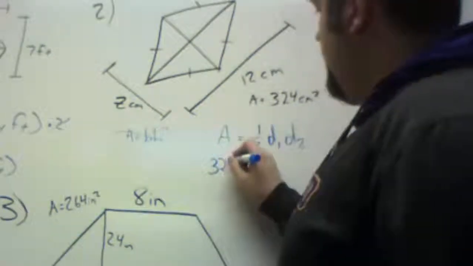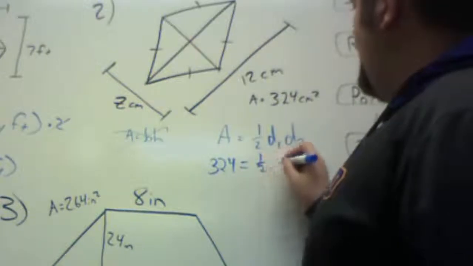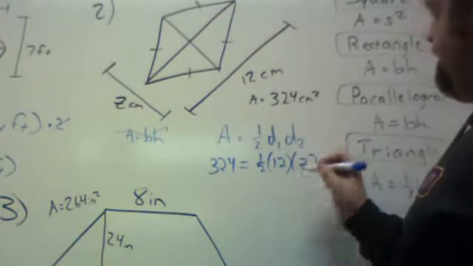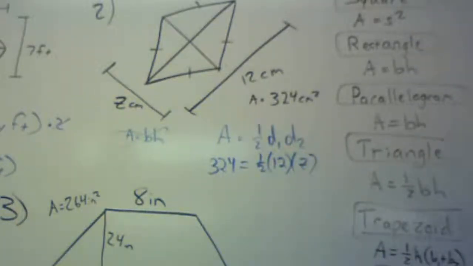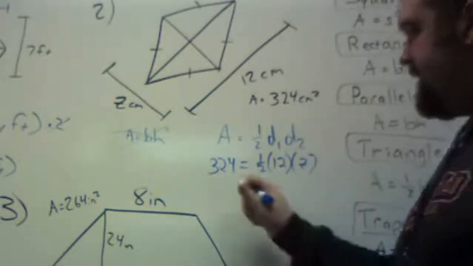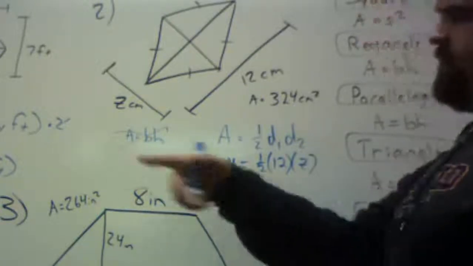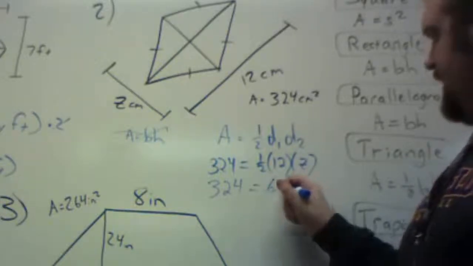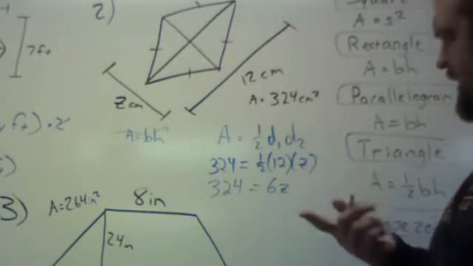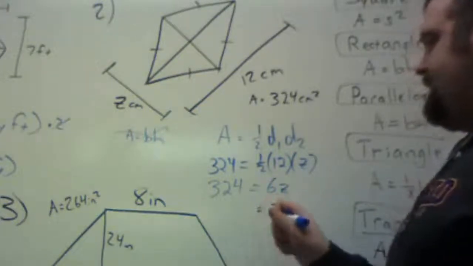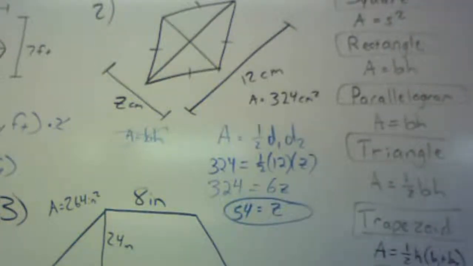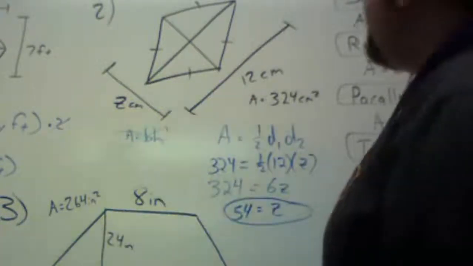So 324 in for the area equals 1/2. It doesn't matter which one I choose for which, but I'm going to choose 12, then Z in that order. But it didn't matter which way I chose. In this case, because 12 is even, I think it might be easier just to do 1/2 times 12 first. I didn't like to deal with the decimal over there, and that's why I didn't do 1/2 times 7. But over here, 1/2 times 12 is going to be nice because I get 6, and Z is Z. Divide both sides by 6. Z is equal to 54.